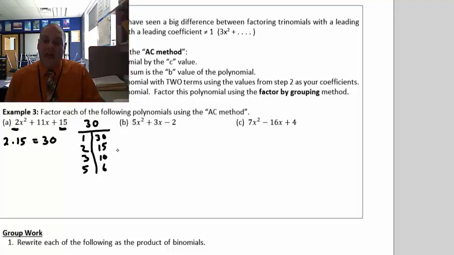Now, from those choices, we're going to try and get 11. Remember, the old method, you had to do guess and check, so you weren't sure. We're going to try to get 11. So how do we get 11?